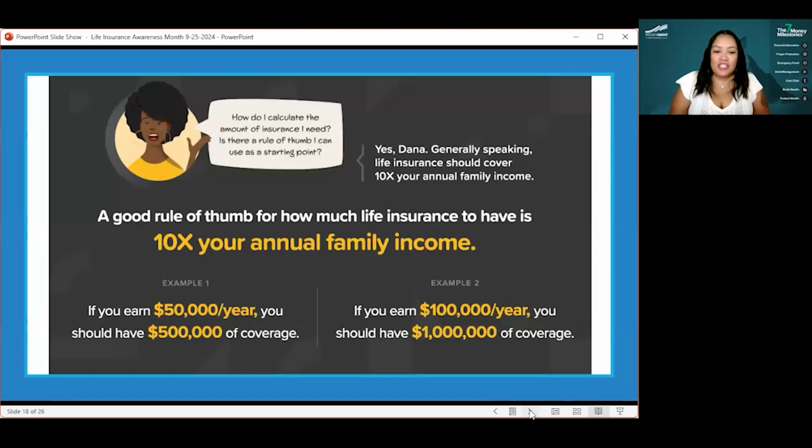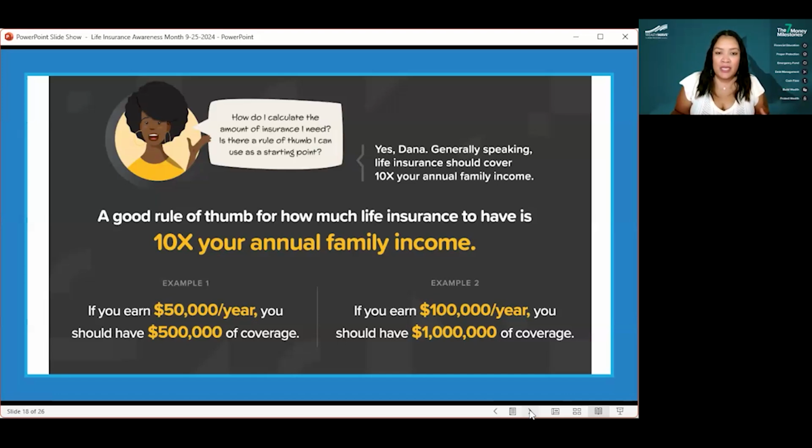All right. So how much should you need? Now you're like, okay, I get it. I need life insurance, but how much? First of all, we're not just pulling numbers out of the sky to say this is how much life insurance you should have. There are some guidelines. The first guideline that we use is to have at least 10 times your annual family income in coverage. So if you earn $50,000 a year, that means you should have a $500,000 policy. If you earn $100,000 a year, you should have $1 million in coverage.